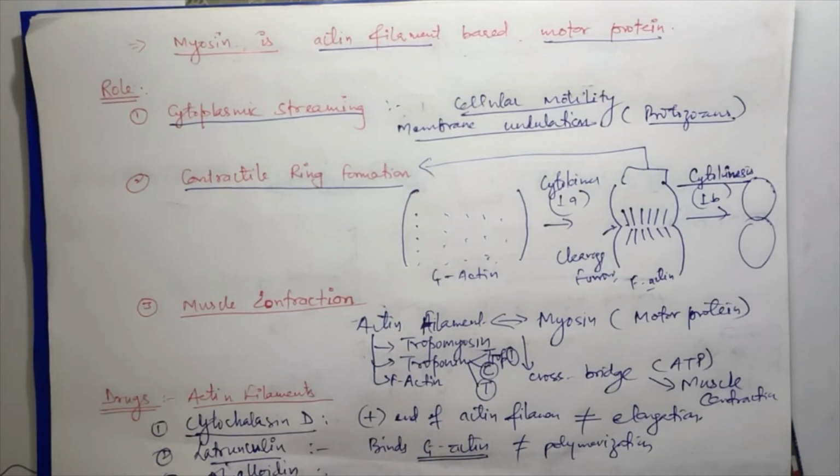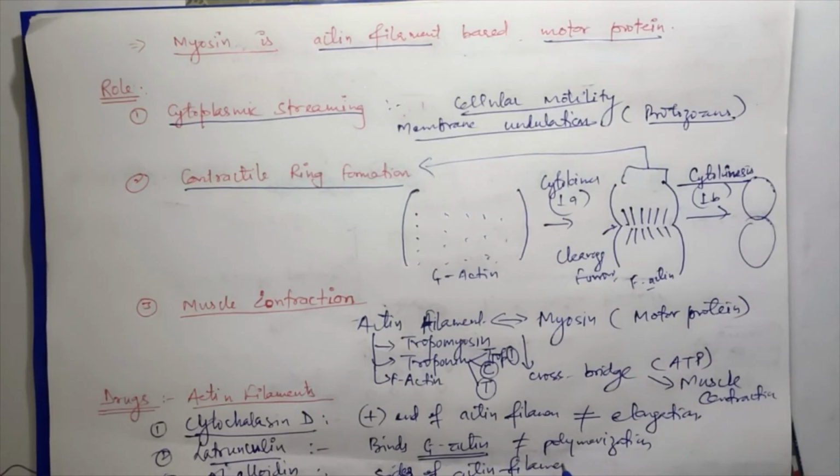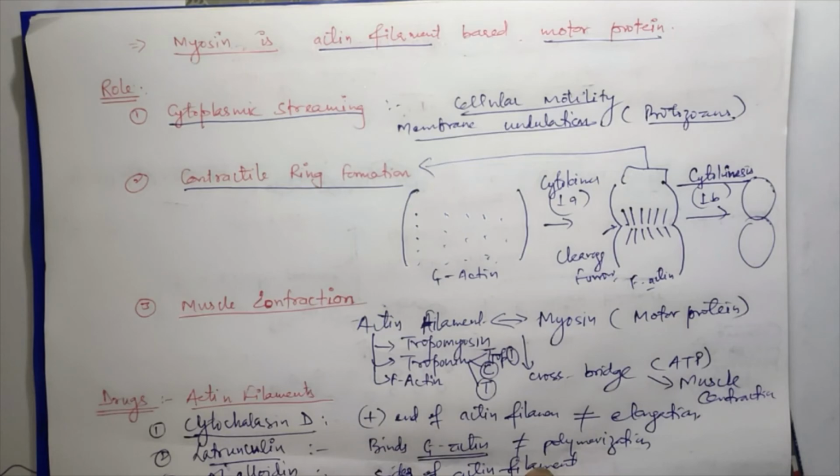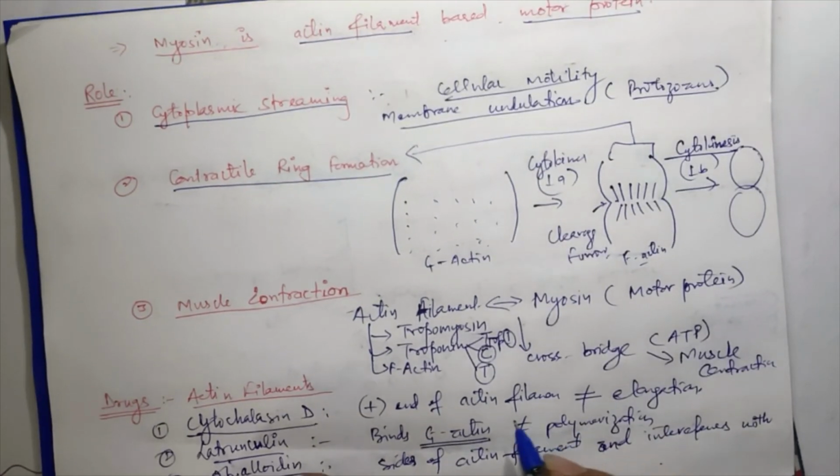The third type of drug, phalloidin, binds with the sides of the actin filament and interferes with depolymerization.